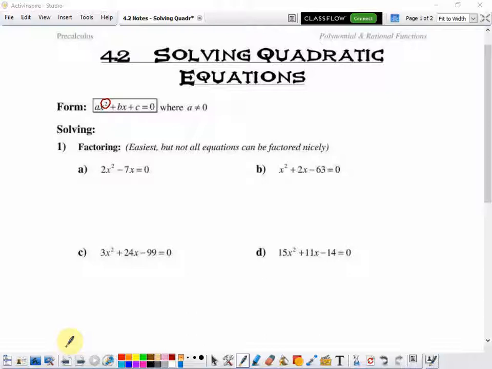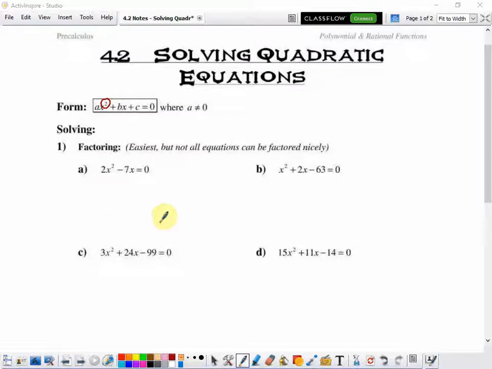Those ways that we're going to solve are by factoring, completing the square, and the quadratic formula. So we'll start by factoring. Typically, factoring is going to be the easiest of the methods. Unfortunately, some equations are just unfactorable, or at least they can't be done nicely. So sometimes it won't really be practical, but if factoring is possible, then it's the way to go.